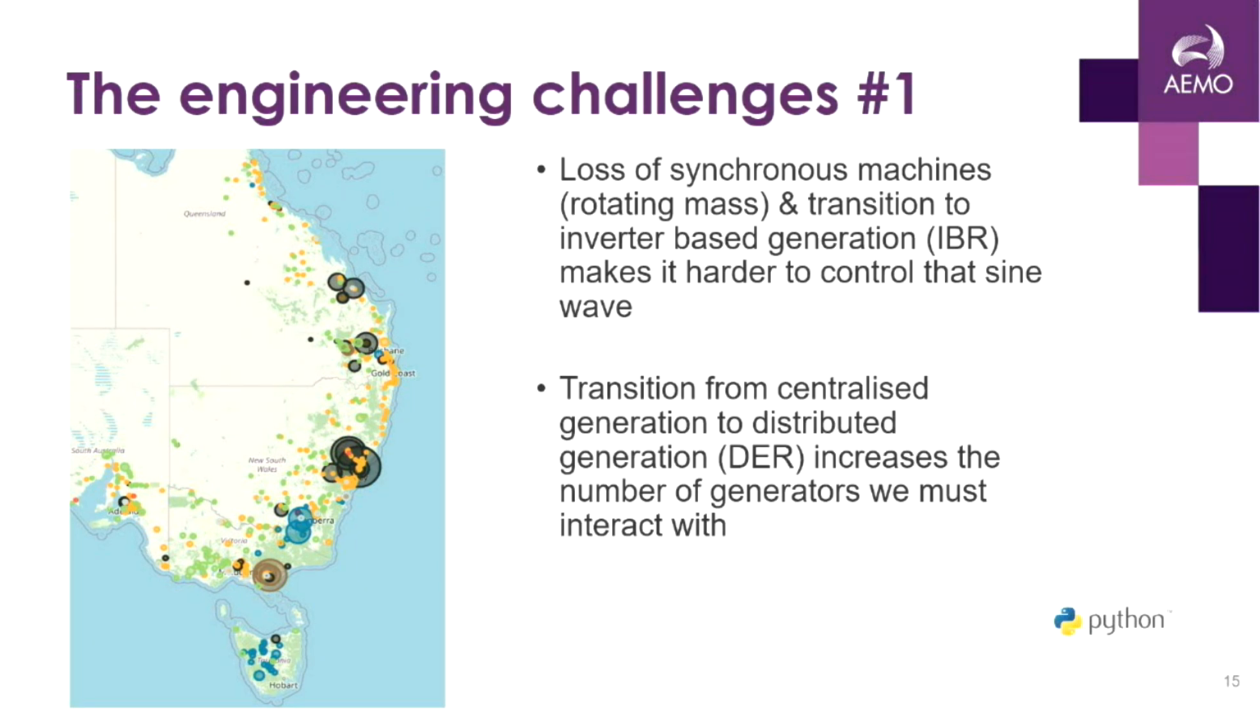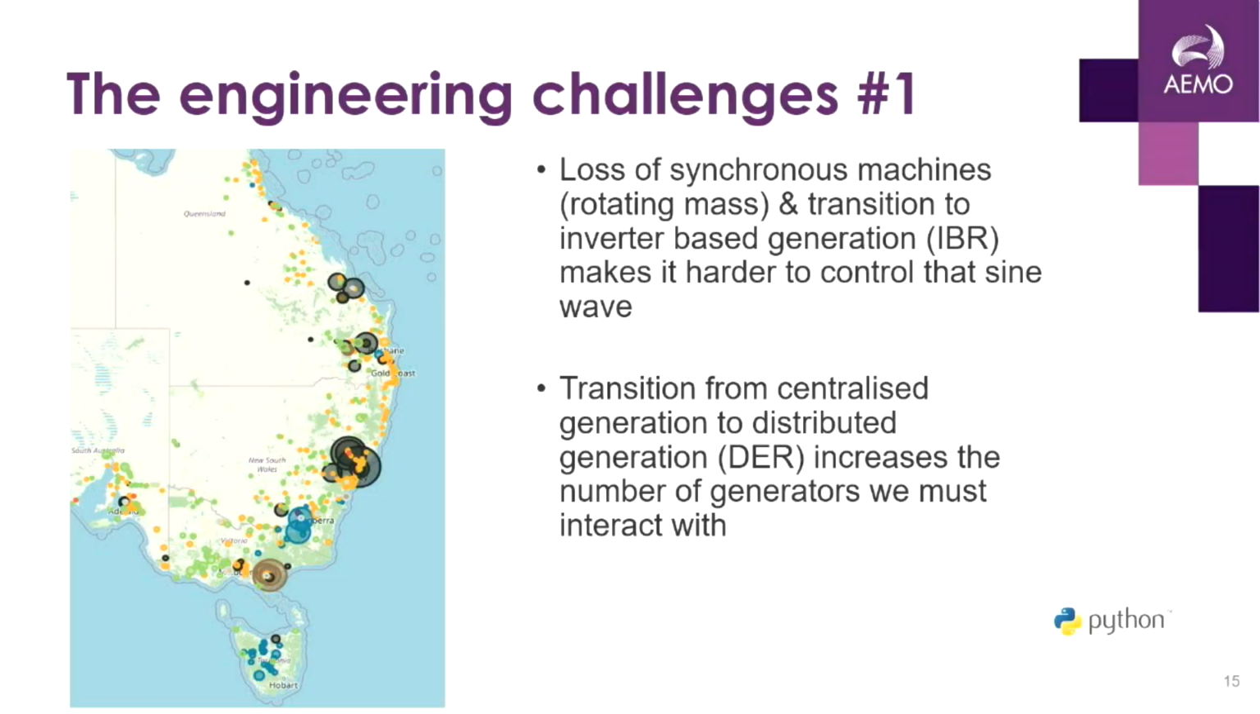This changing of the grid generation profile presents us with many engineering challenges. First of all, the loss of what we call synchronous machines, those machines with rotating mass, as we transition to inverter-based generation, or IBRs. This makes it much harder to control that perfectly formed sine wave. We have the transition from centralized generation to distributed generation, or DER, distributed energy resources. This increases the number of units we must interact with.